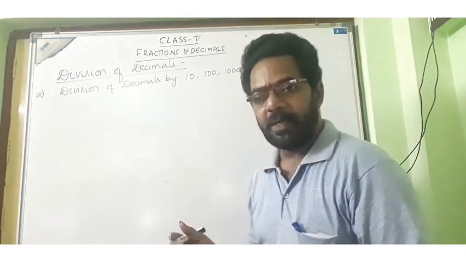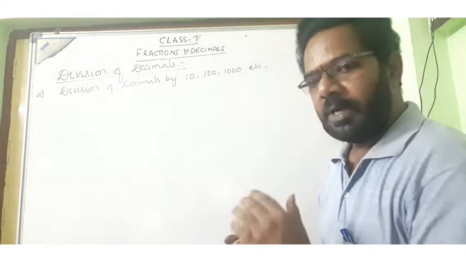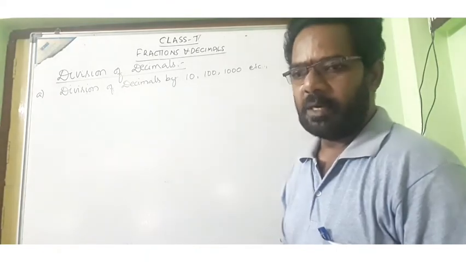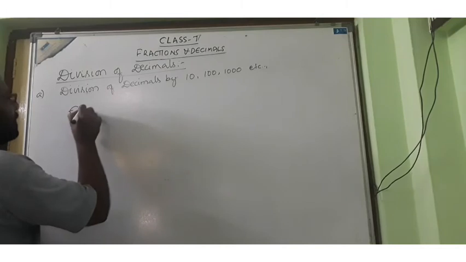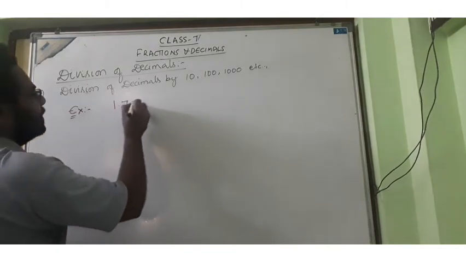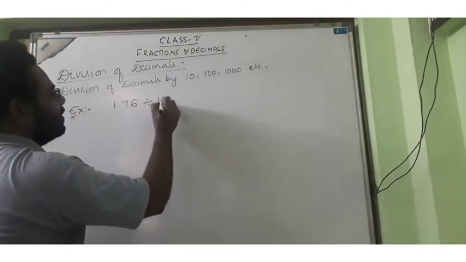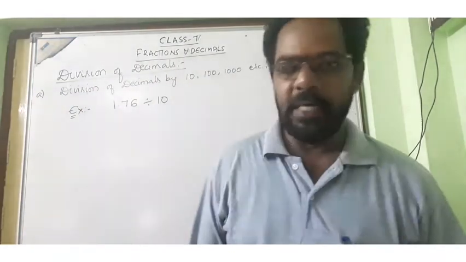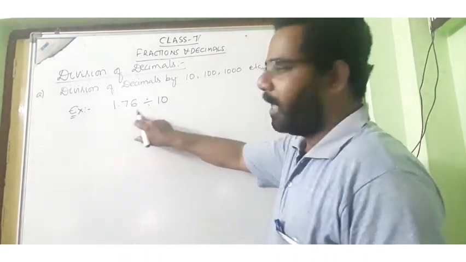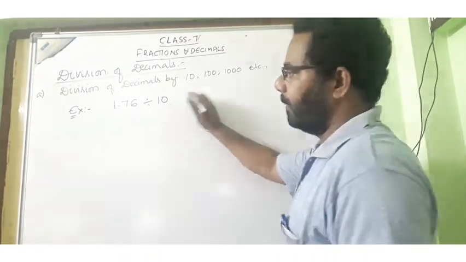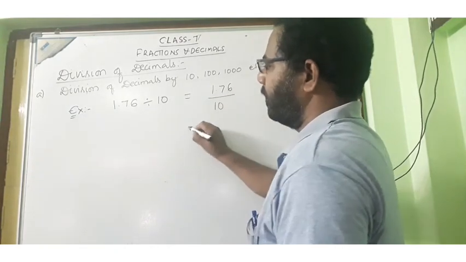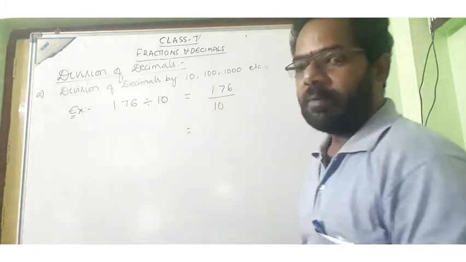Previously we have done multiplication of a decimal number with 10, 100 or 1000. But now we are going to divide it with 10, 100 or 1000. For this I am taking an example. Already I have taken this 1.76 divided by 10. This is a decimal number, and it is divided by 10. So then what will happen? 1.76 divided by 10.